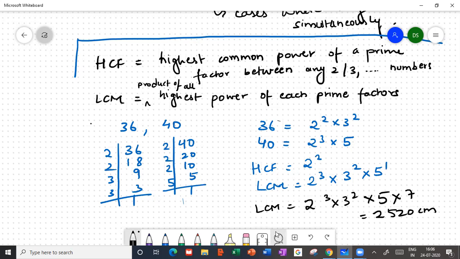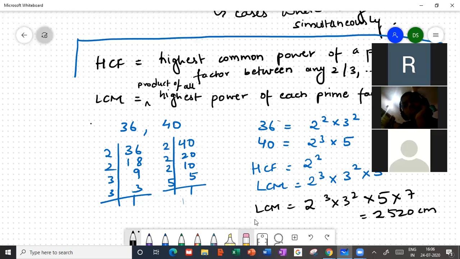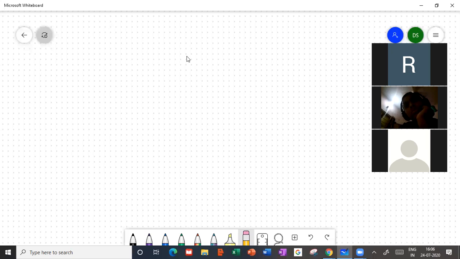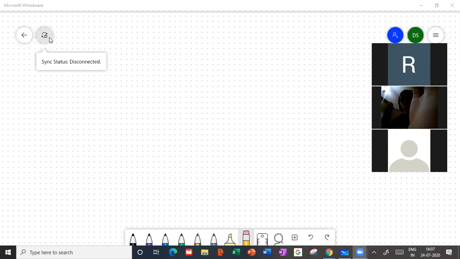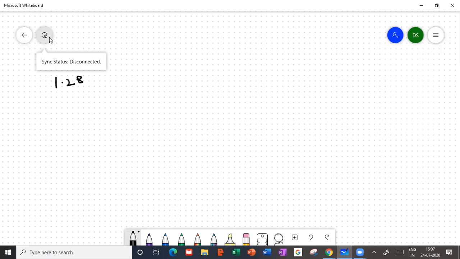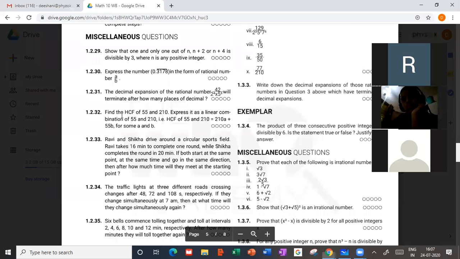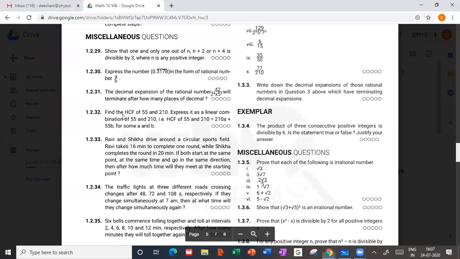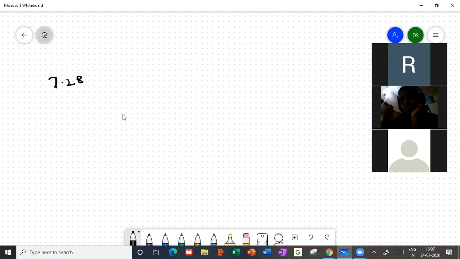How are you getting that? Okay, Pratim, I'll quickly show you how to do this. Okay, I'm quickly solving it. What was the question? 1.2.28. Correct?